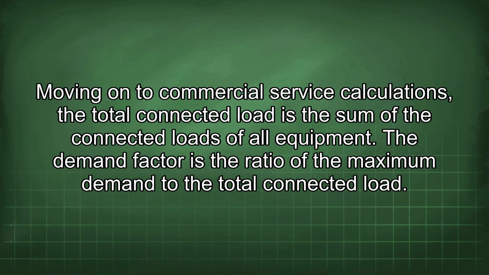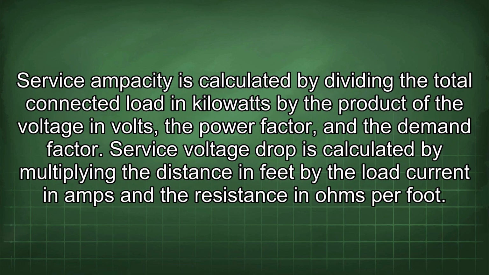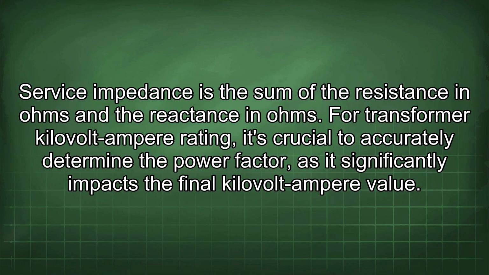Moving on to commercial service calculations, the total connected load is the sum of the connected loads of all equipment. The demand factor is the ratio of the maximum demand to the total connected load. Service ampacity is calculated by dividing the total connected load in kilowatts by the product of the voltage in volts, the power factor, and the demand factor. Service voltage drop is calculated by multiplying the distance in feet by the load current in amps and the resistance in ohms per foot. Service impedance is the sum of the resistance in ohms and the reactance in ohms.